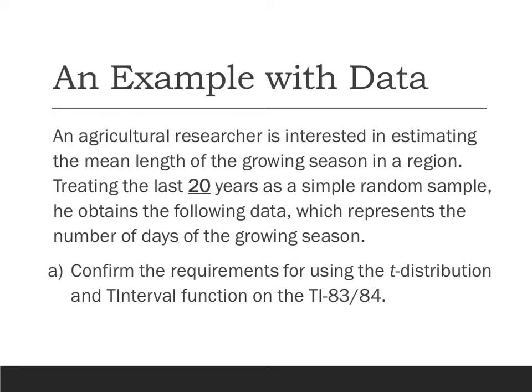Alright, so the example we have for this video is similar to what we were working with in the first part. The difference is we have more data. So an agricultural researcher is interested in estimating the mean length of the growing season in a region. Treating the last 20 years as a simple random sample, he obtains the following data, which represents the number of days of the growing season. So of course this data will be on the next slide, but we've got 20 data points now instead of just 10. And the first thing we want to do is confirm those requirements that we spoke about in part 1. Make sure, can we use this t distribution and the t-interval function on our calculators?